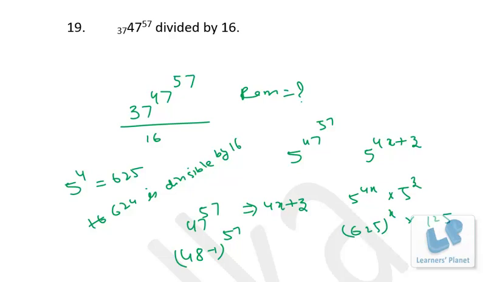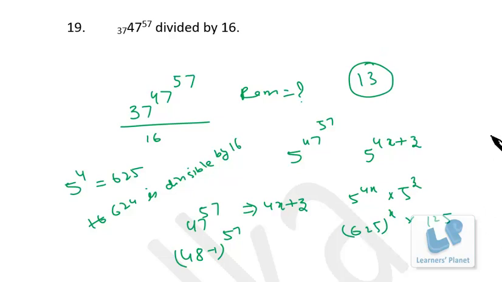So 16 8s are 128. So 125 is 3 less than 128. That means the remainder will be minus 3. That means the remainder will be 16 minus 3, or I can say 13. So your final answer is 13 for this problem. I hope you are clear.